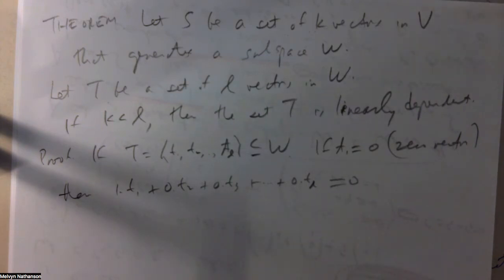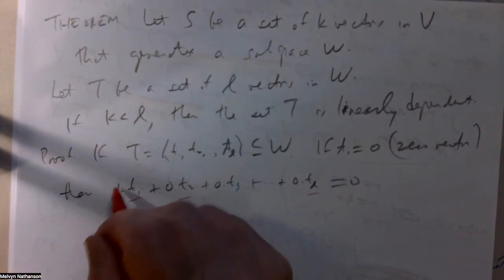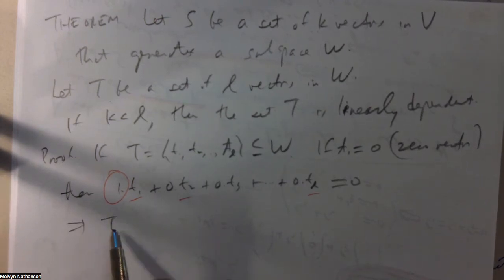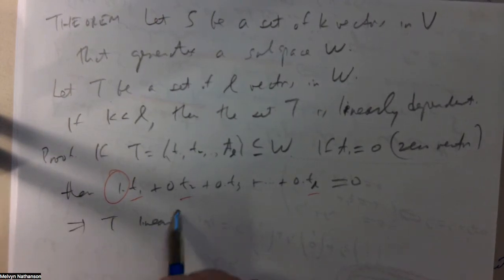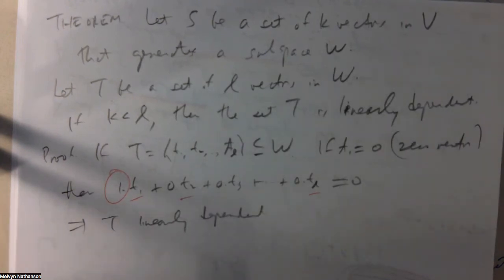And this is a linear combination of T1, T2, up to T sub L, but one of these scalars is not zero. So T is linearly dependent. So in any case, if the set T contains the zero vector, it's linearly dependent.